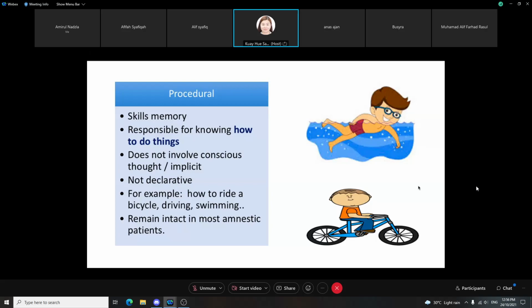If you notice, it remains intact in most amnesic patients. Although people who are amnesic cannot remember who their loved ones are, for instance, they can still remember how to drive a car, how to ride a bike, how to swim. So that is something amazing, because it is always going to be there, in a way.